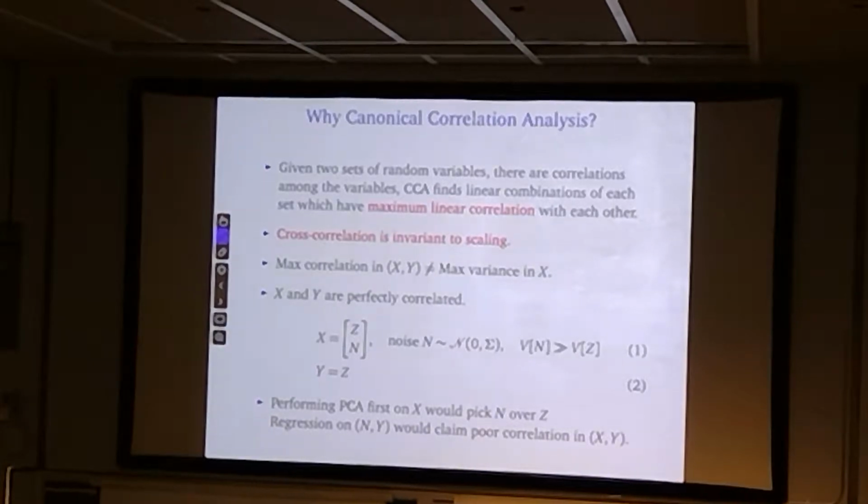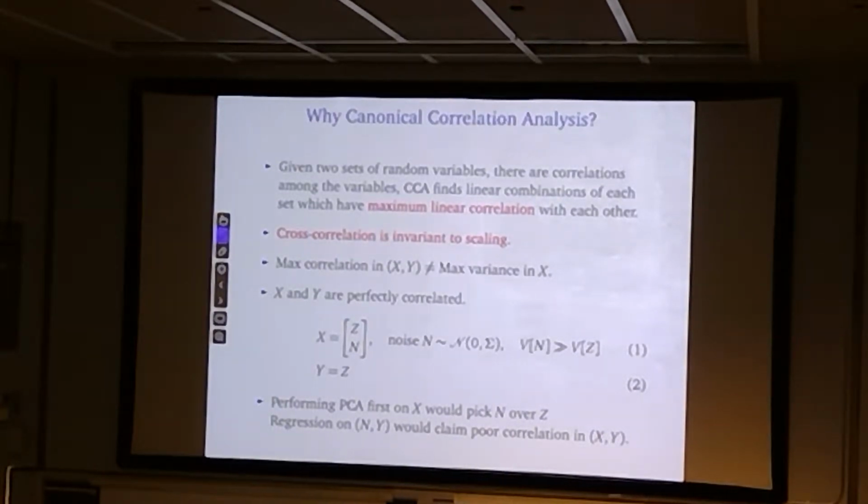CCA, remarkable property of CCA is it's scale invariant. You don't need to worry about scale among different measurements. Given two sets of random variables, there are correlations among the variables. CCA finds a linear combination of each set. You have two sets, which have maximum linear correlation with each other. And it's invariant to scaling. CCA deals with two data sets. PCA only deals with single data set, X. CCA, you always need two data sets, X and Y.